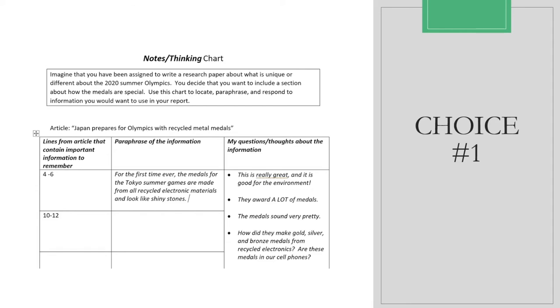First, let's take a minute and review the three organizers that you can choose from to create and complete for this lesson. Your first choice is the Notes Thinking Chart. To create this chart, you would simply create three columns on a sheet of paper. In the first column, you would record the lines from the text that contained important information to remember. In the middle column, you would paraphrase the information on those lines. And in the third column, you would record some of the thinking you were doing while reading the article.